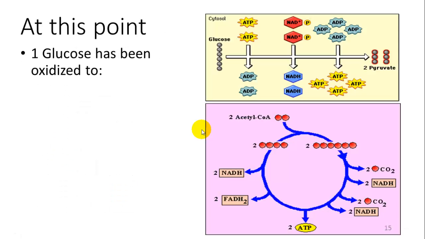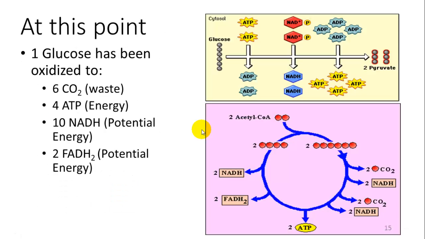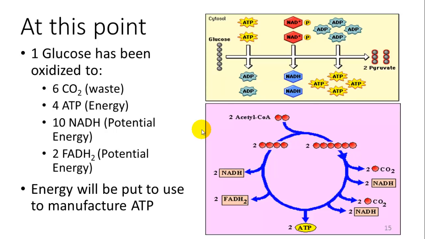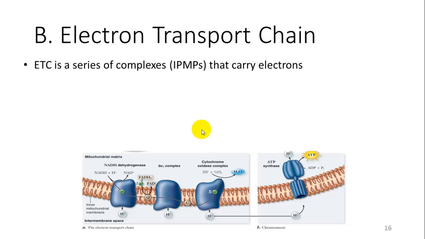So at this point, you have 1 glucose oxidized to 6 carbon dioxides for waste. You have 4 ATPs, 10 NADHs and 2 FADH2s. So then you have all this potential energy, and you're going to use it to make ATP in the last part, the electron transport chain.